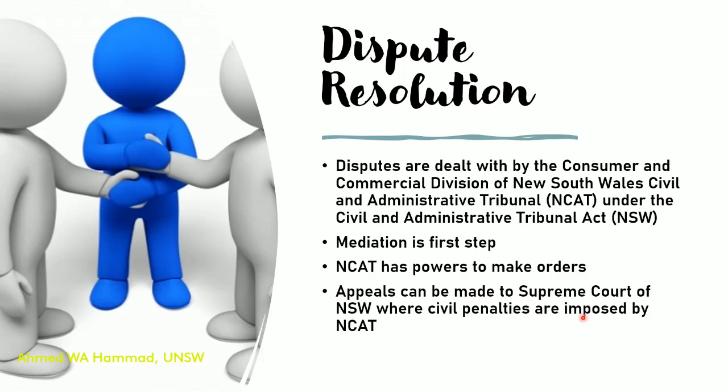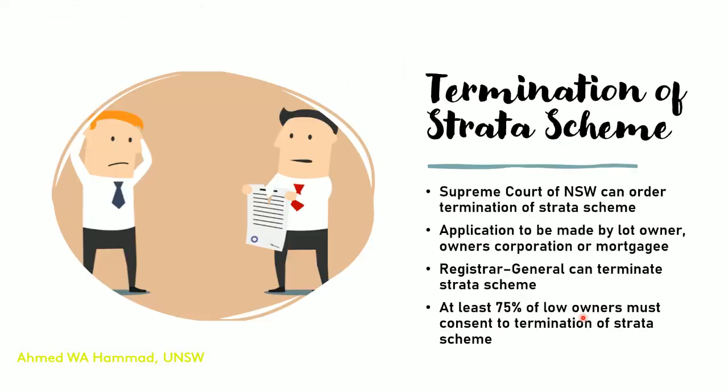Now, appeals can be made to the Supreme Court of New South Wales, where civil penalties are imposed by NCAT. So if you're not happy with the penalties that are imposed, then you can appeal to the Supreme Court of New South Wales. Finally, when it comes to termination of the strata scheme, it is possible. However, it has to come from the Supreme Court. So the Supreme Court of New South Wales can order the termination.